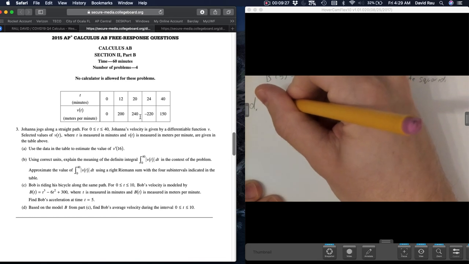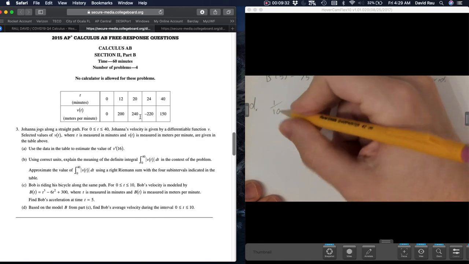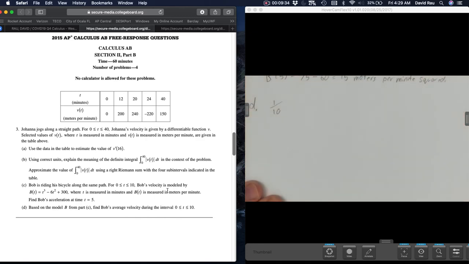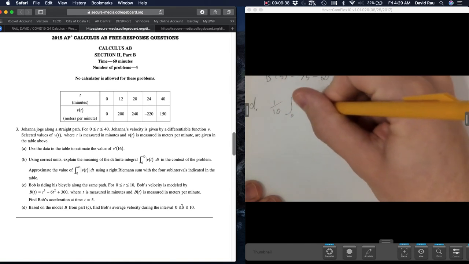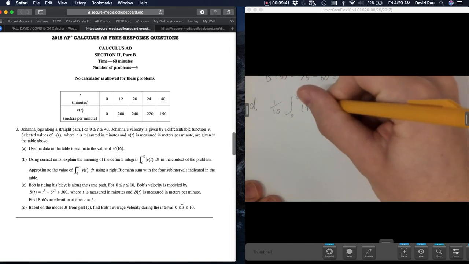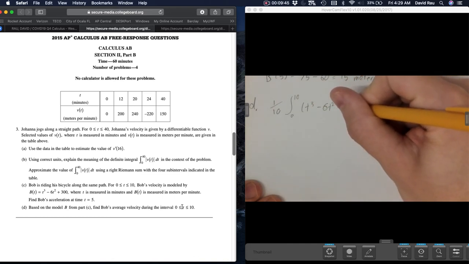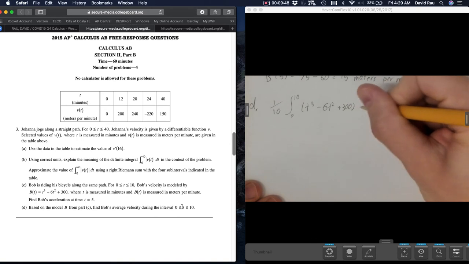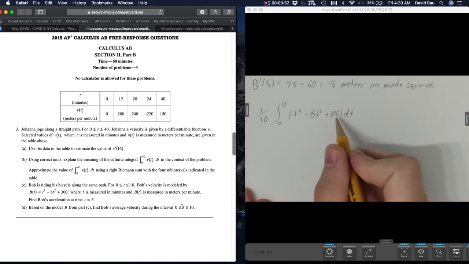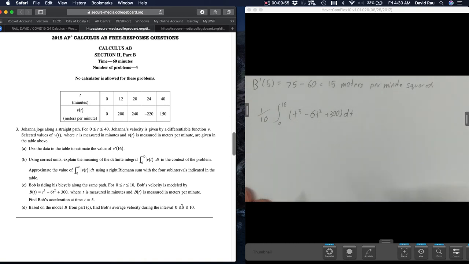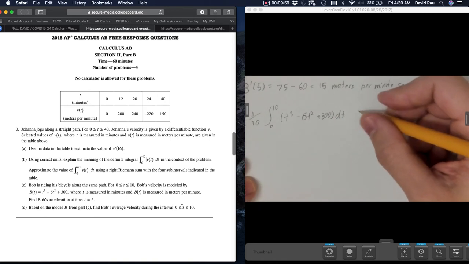Well, if you want to find the average velocity for a certain time interval, it's 1 divided by the amount you're changing in the interval. So from 10 to 0, 10 minus 0 is 10. Integrate velocity. So if you want the average of a type of function, you have to integrate that function and then divide it by the bounds of the interval, or the net change in the bounds of the interval.